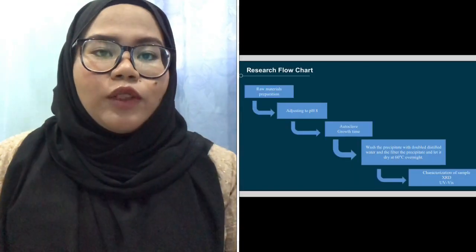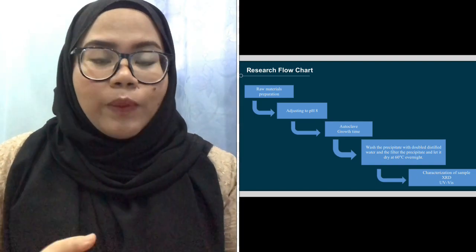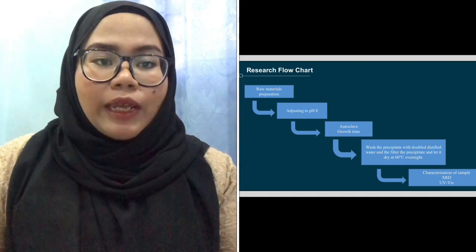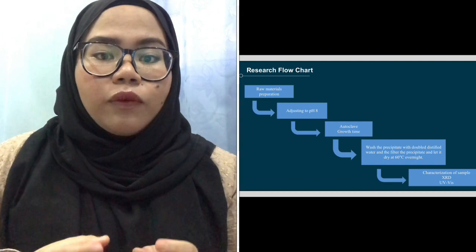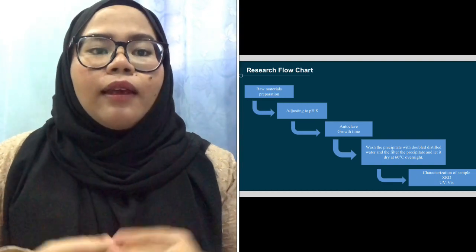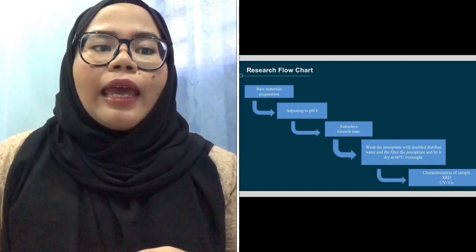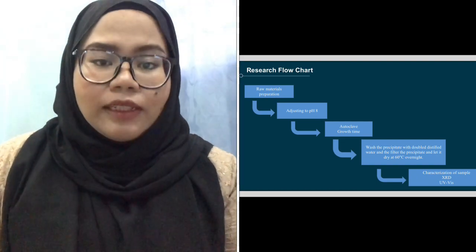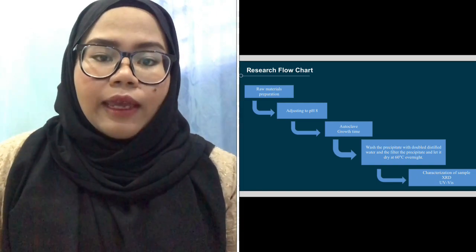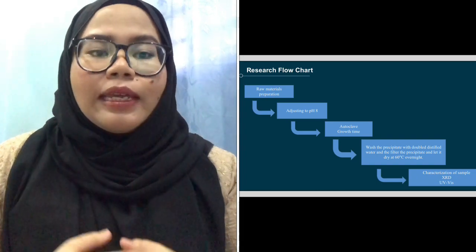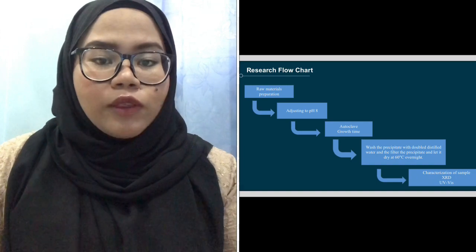Okay, this is the research flow chart. First, we need to prepare the raw materials and adjust the pH to 8. And then we do the autoclave and wait for the growth time. And then after that, we wash the precipitate with double distilled water and filter the precipitate and let it dry at 60 degrees Celsius overnight. And then we can do the characterization of the sample using XRD, X-ray diffraction, and UV-vis spectroscopy.